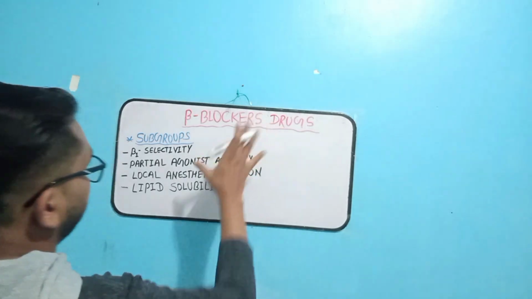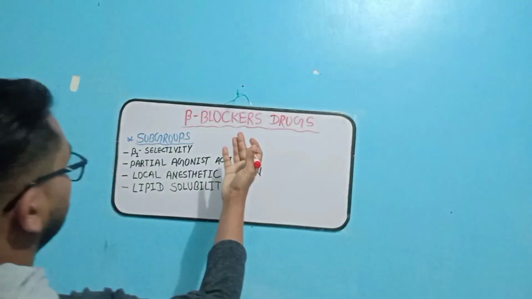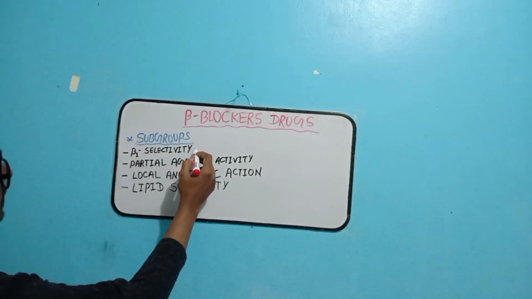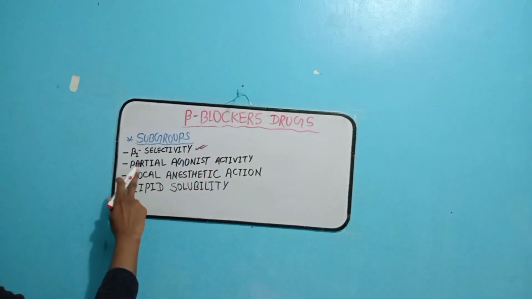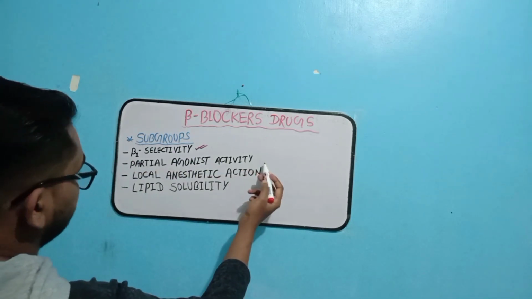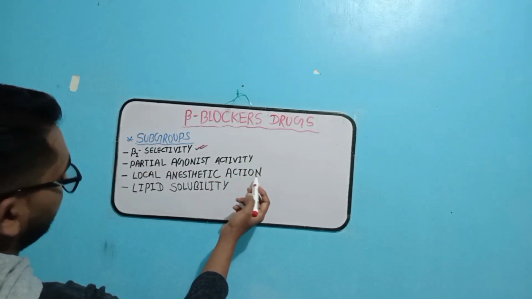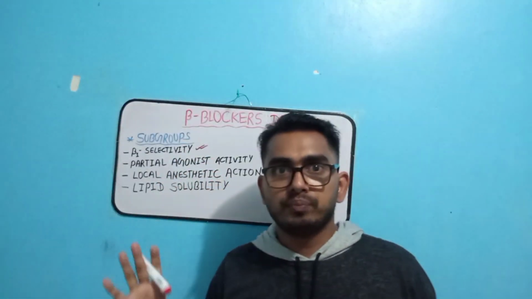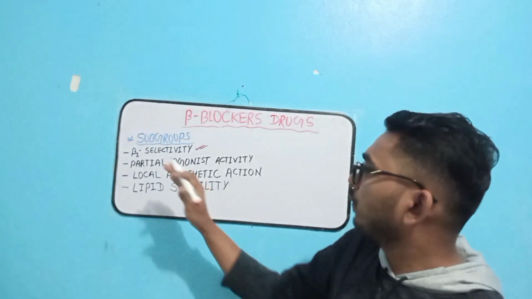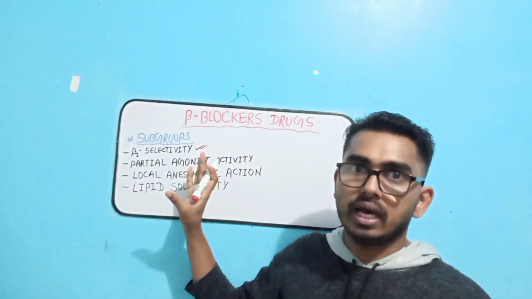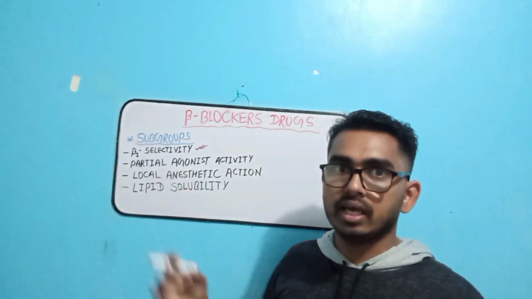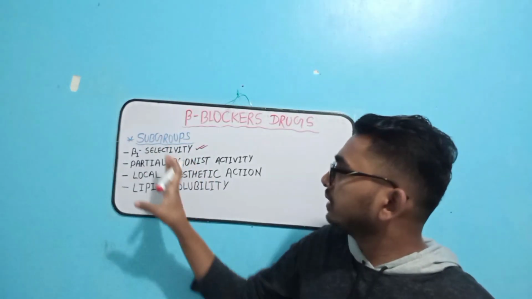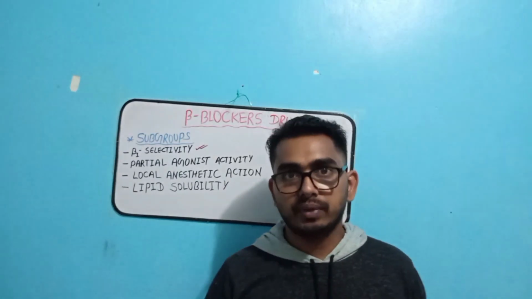The beta blocker drugs can be divided into subgroups: beta 1 selectivity, partial agonist activity, local anesthetic action, and lipid solubility. In these subgroups, there are many drugs. I will list all the drug names here and make mnemonics, so we can easily memorize all the drugs in these subgroups, and that will help in our exam.